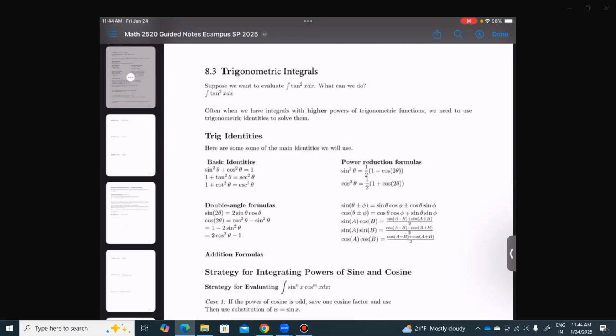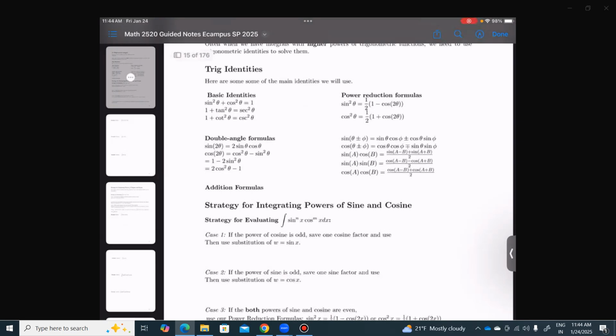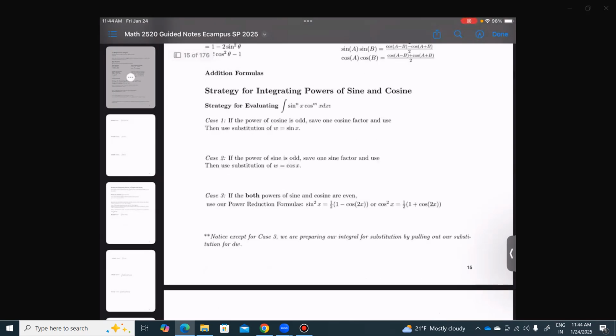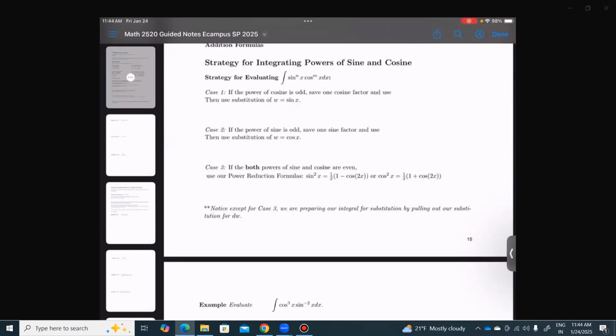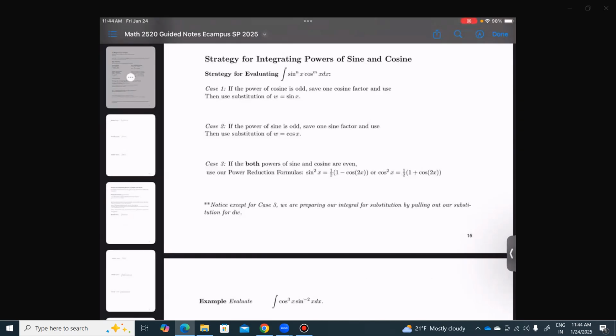I will say that there's a method to doing this, and it does stay consistent, but each one has little nuances that you have to get your head around. And that's probably going to be the most confusing part of it. So let's start with evaluating an integral that has sine to some power and cosine to some other power. We're going to look at 3 different cases.